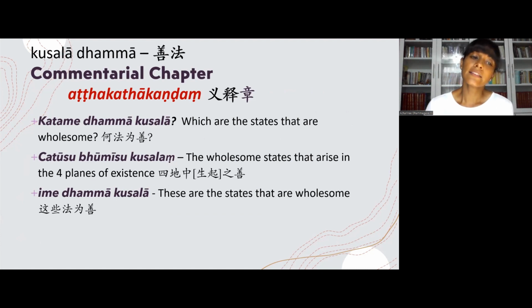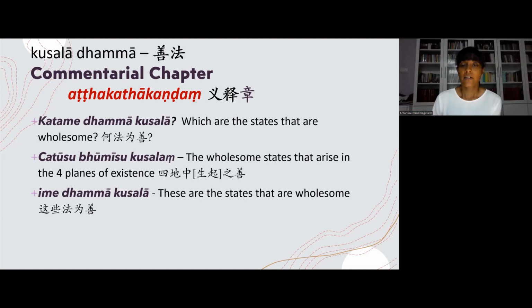So in the Chittuppada Kandaṃ, basically, all 89 of the chittas are described in great length, and it's divided according to these 4 planes of existence, or the 4 bhumis. Therefore, when it comes to the commentarial chapter, Lord Buddha mentions it as Chatusu Bhumisu Kusala, the wholesome states that arise in the 4 planes of existence.